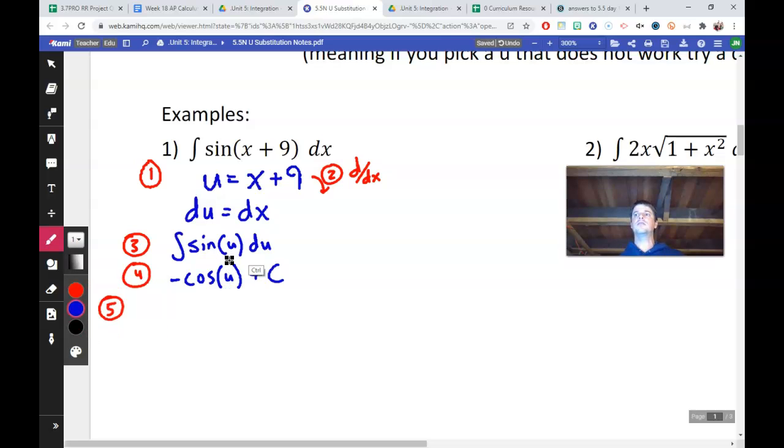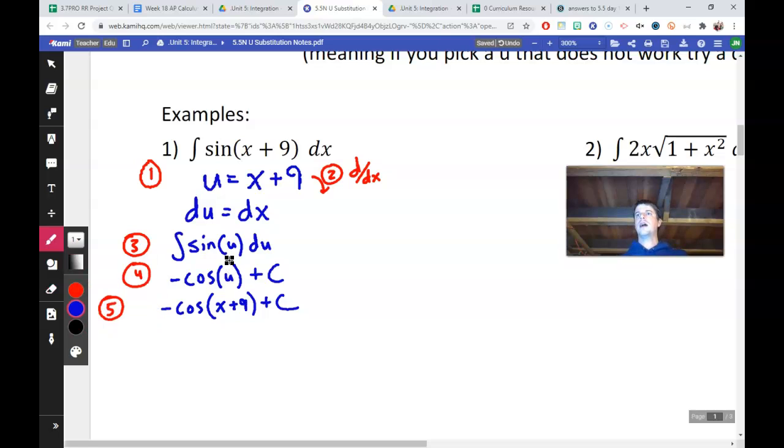Step 5 is substitute it back in. So I can't leave it as u. I need this in terms of x because that's what my original problem is. So I'm going to write negative cosine, but instead of u, I'm going to replace it with what I said, or what we agreed u would be. So x plus 9. Keep your plus constant out there, and we are done.